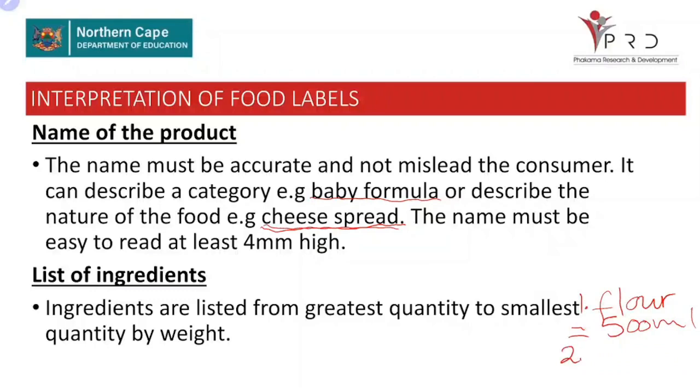And then maybe our second ingredient is oil, right? How much oil are we using? Let's say just 150 milliliters of oil. So the ingredients are listed from the greatest quantity to the smallest quantity by weight, right? I'm sure you even know from the ingredients that you have done in your practical lessons, you'll discover that the ingredient that has got the greatest quantity is the one that comes at the top on the recipes, right?